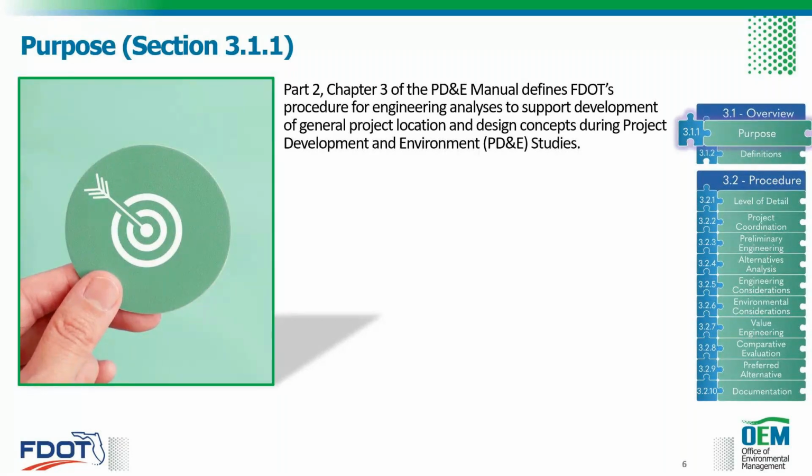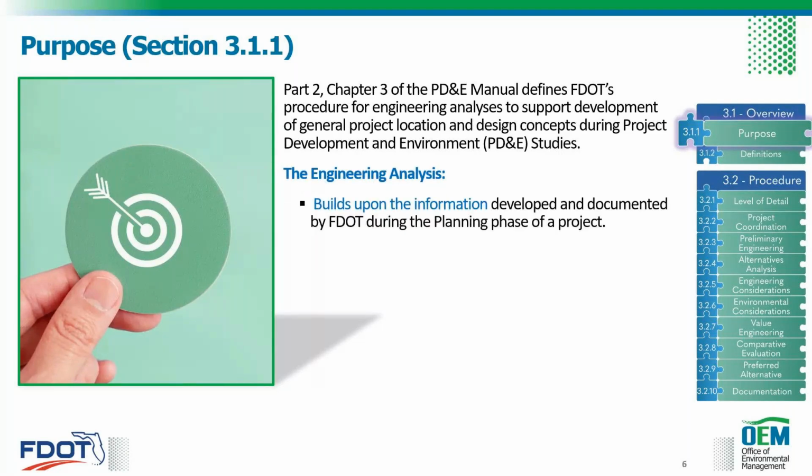So Part 2, Chapter 3 of the PD&E manual defines FDOT's procedure for engineering analyses to support development of general project location and design concepts during the project development and environment studies. The engineering analysis builds upon the information developed and documented by DOT during the planning phase of the project, if there was one.